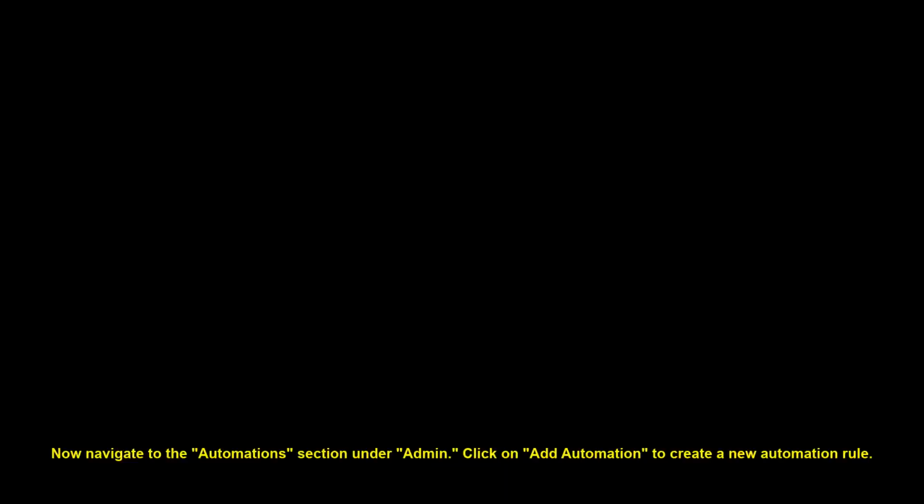Return to your Zendesk dashboard. Now navigate to the Automation section under Admin, click on Add Automation to create a new automation rule. Set the conditions that will trigger the automation. Define the actions that Zendesk should take when those conditions are met. Save your automation settings. Test the lead capture app to ensure it functions correctly.